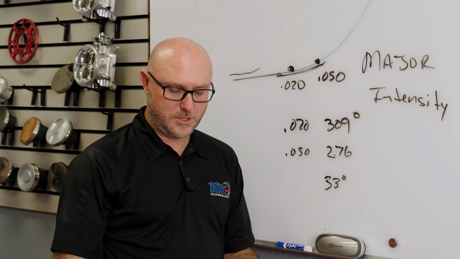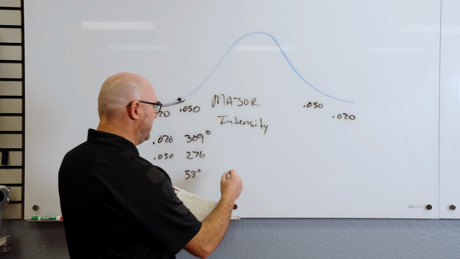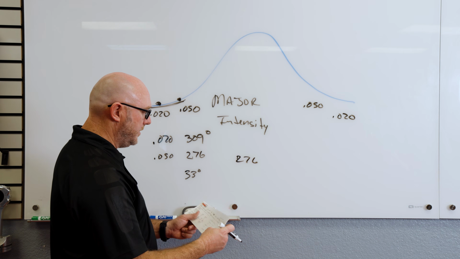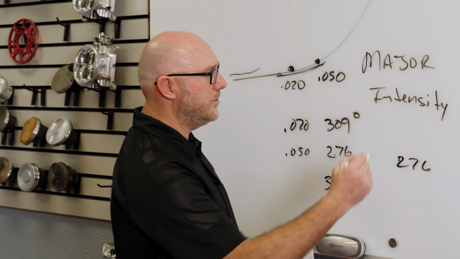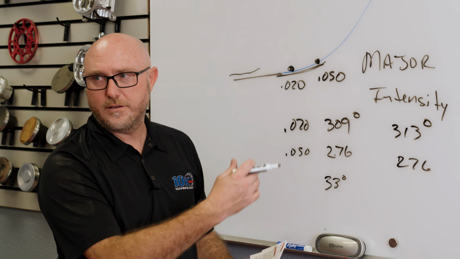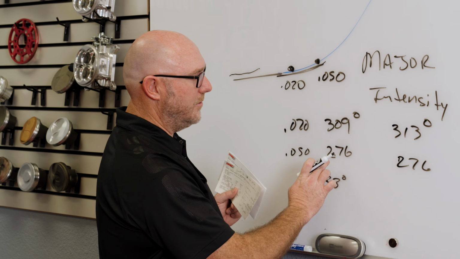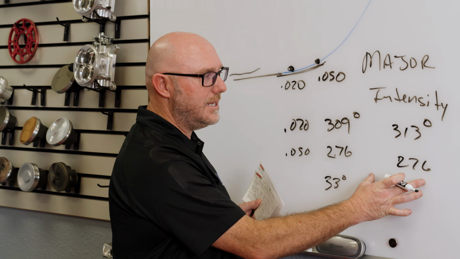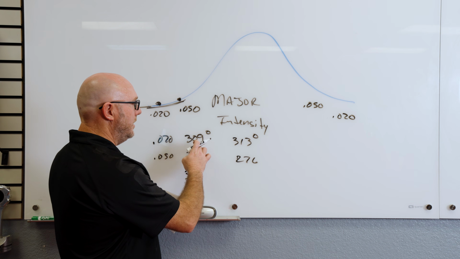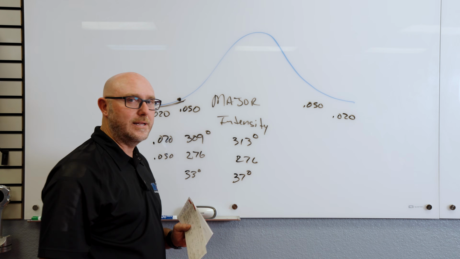Now, this is what's cool. Take the other camshaft here, and it is also 276 degrees at 50, right? However, this one is 313 degrees of lift and duration at 20 thou. So now my difference here, I was still 276 and 276. However, I have a lot longer going 313 than 309. It's actually 4 degrees longer. So this one has a major intensity of 37 degrees.